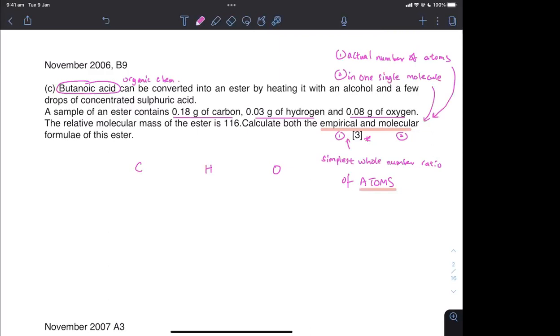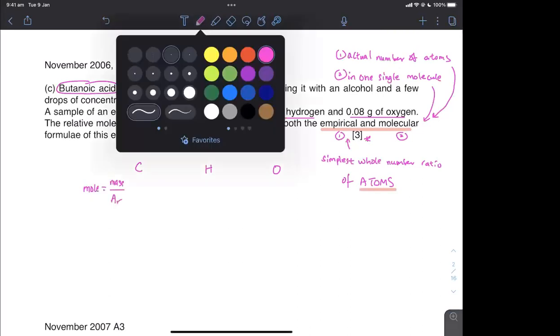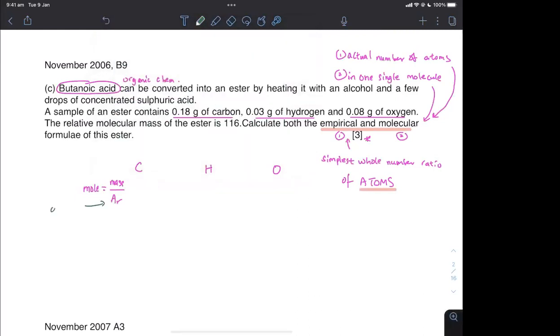Now, the first thing in your working is you're going to write down mole equals your mass over Ar. Why do I say Ar? Because it's of the atom, so straight from your periodic table. Of course, some teachers will say write down the mass first. Yes, you should write down the mass first. But then I'm going to divide that by the Ar. From your periodic table, this is 12, this is 1, this is 16.